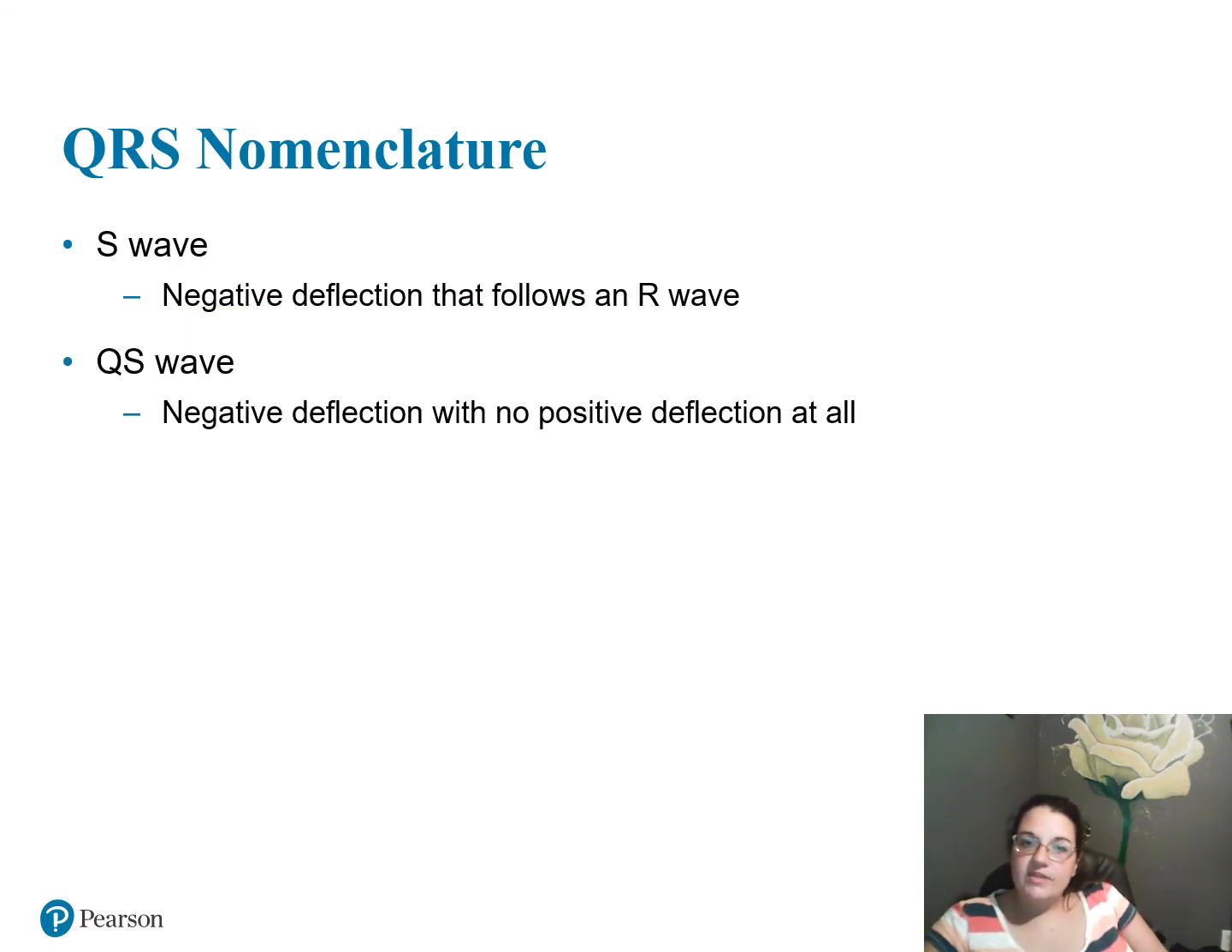Your S wave is negative, just like your Q, and it's going to follow the R. And then you can have what's called a QS wave, where you have a negative deflection with no positive, meaning no R.